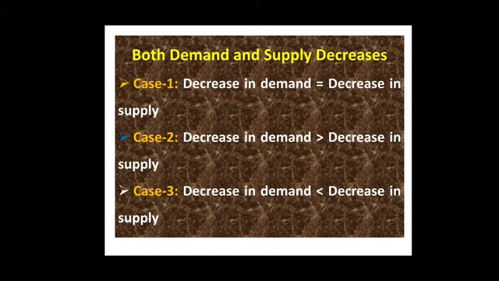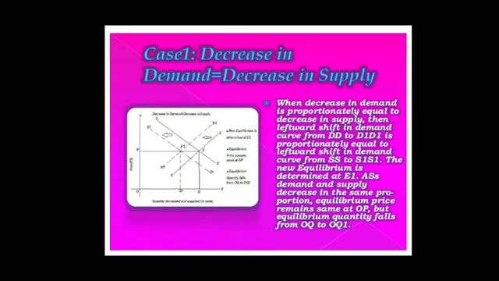First, when decrease in demand is equal to decrease in supply. Case second, when decrease in demand is greater than decrease in supply. And case third, when decrease in demand is less than decrease in supply. So case first is when decrease in demand is equal to decrease in supply. That is when demand and supply decrease in the same proportion.